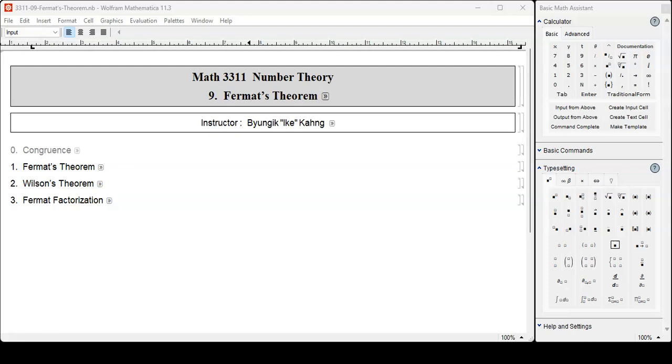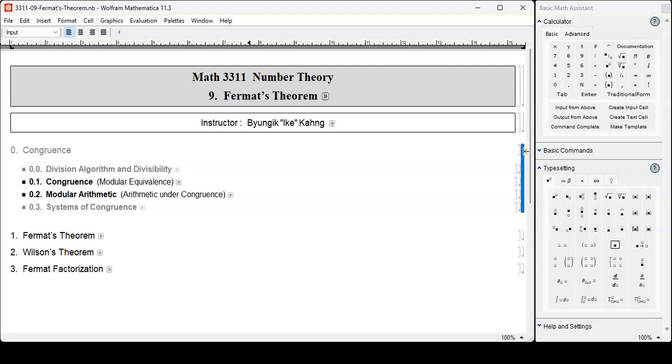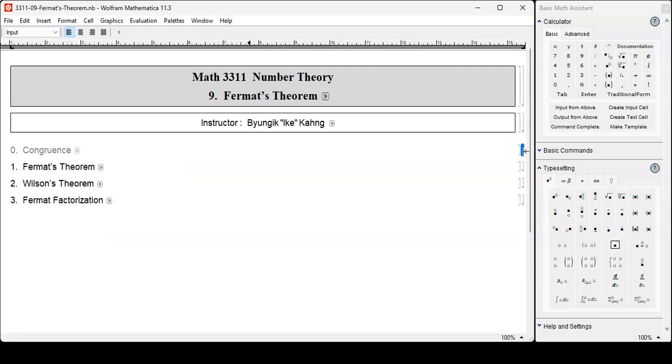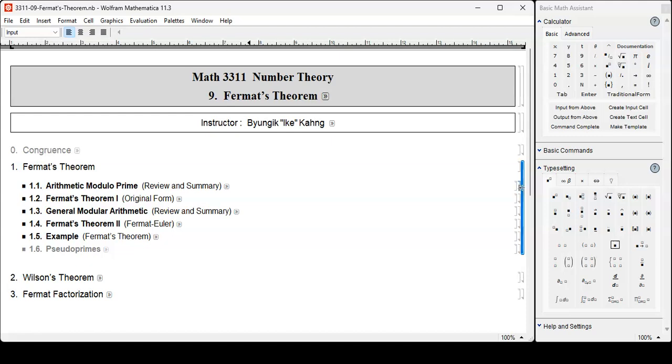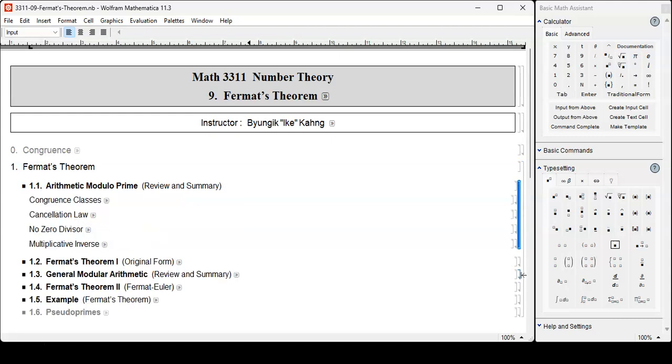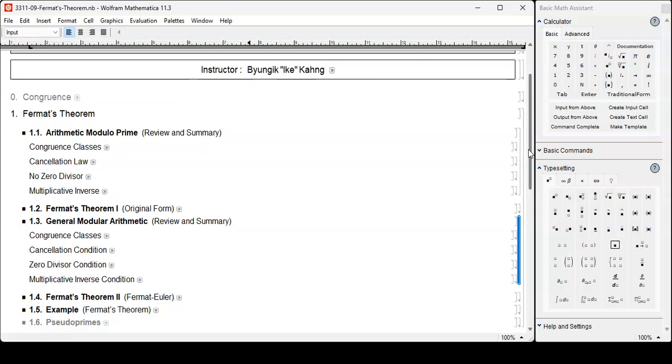Let's begin the second half of the course with Lesson 9, Fermat's Theorem. Fermat's Theorem is based upon the theory of congruence, so I have a brief summary version of the review in congruence here in section 0. But if you feel comfortable, then you can just skip over to section 1. And then section 1 has its own review and summary. 1.1 and 1.3, and let's discuss these.